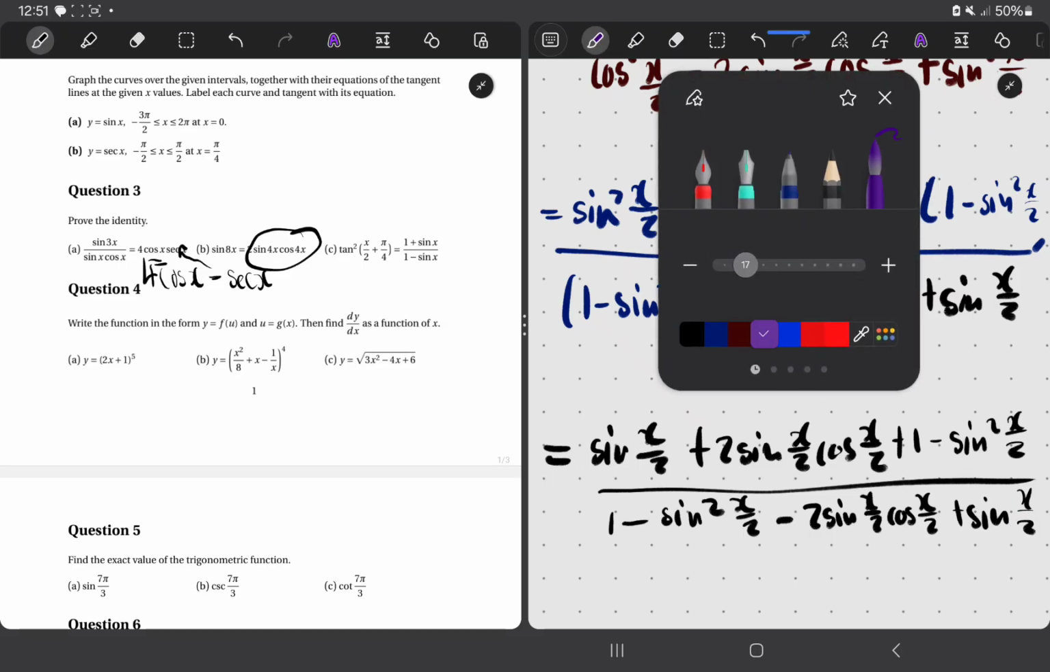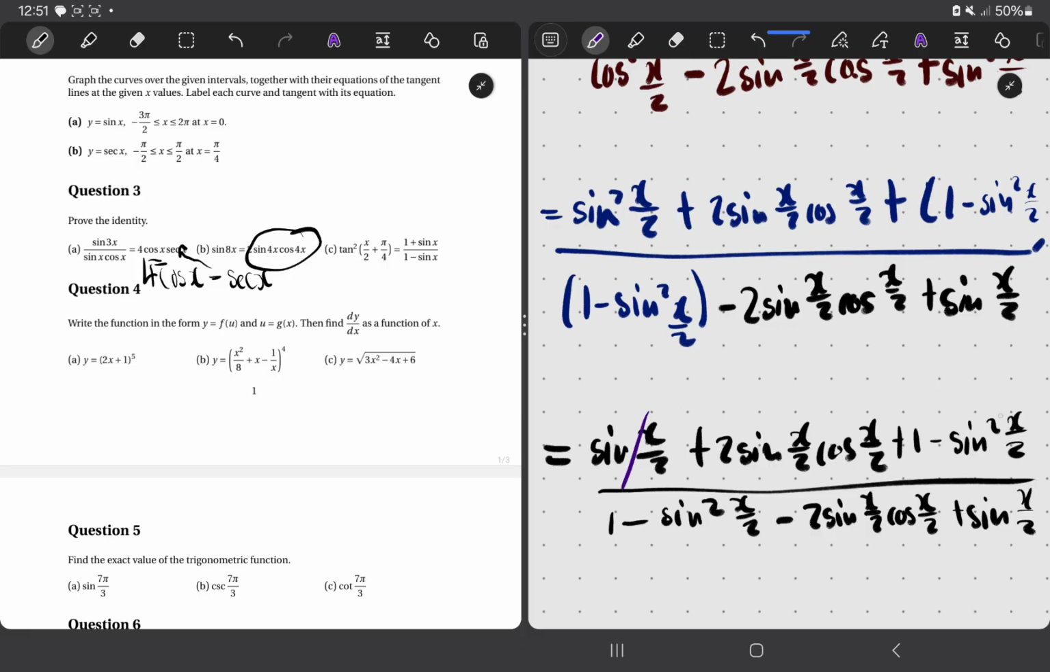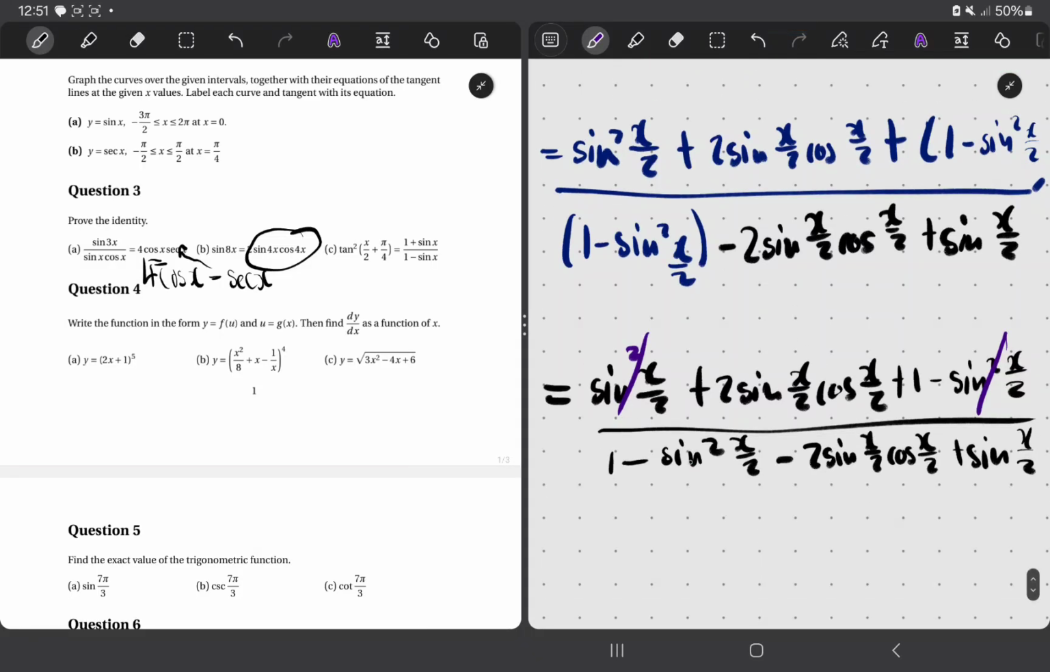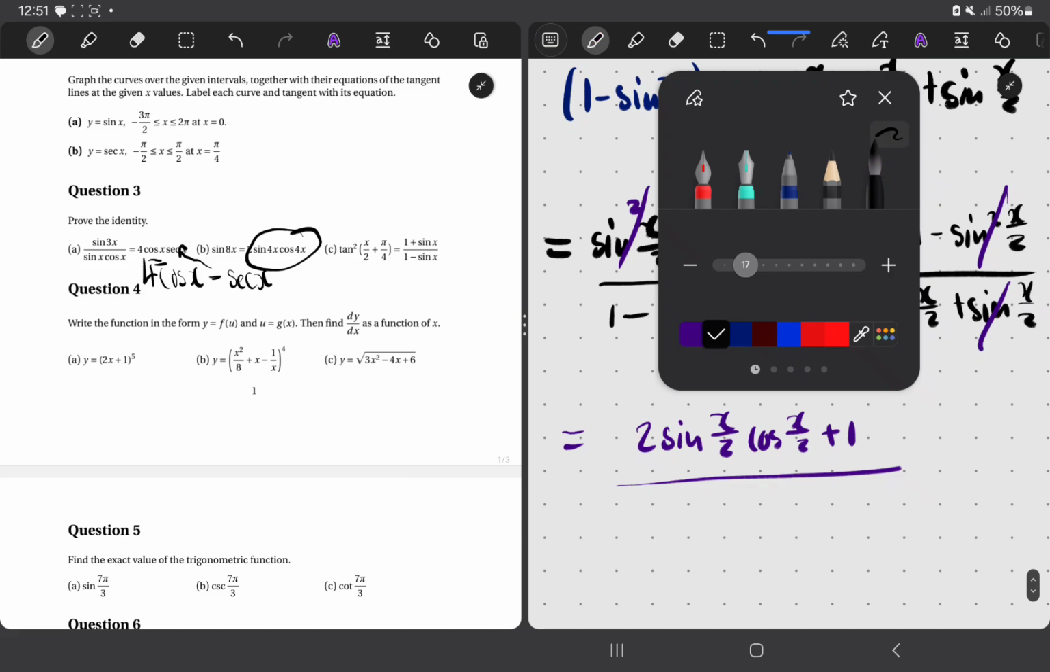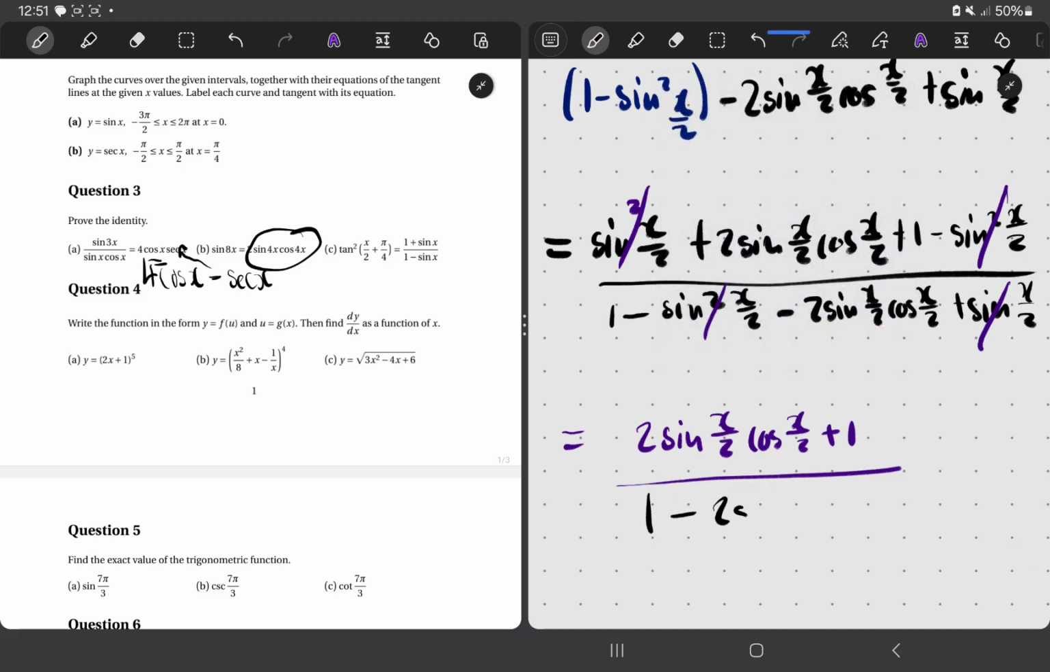Now what do we do now? We let them cancel. Sine squared x over 2 and minus sine squared, okay, because this is a sine squared, by the way. So they cancel. Then here we have negative sine squared x over 2 and another positive. So they cancel. And what we end up having at the top is going to be 2 sine x over 2 cos x over 2 plus 1, divided by, in the denominator we now have 1 minus 2 sine x over 2 cos x over 2.